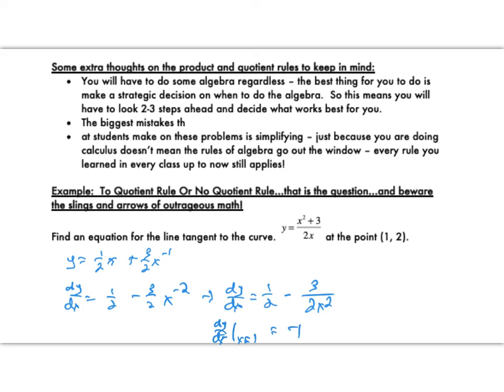So now I've got my slope, and I've got my point, and we can put all this together. So it's going to be y minus 2, and then negative 1 times the quantity x minus 1. And this, friends, is our tangent line. Not bad at all. A couple more things here on this.